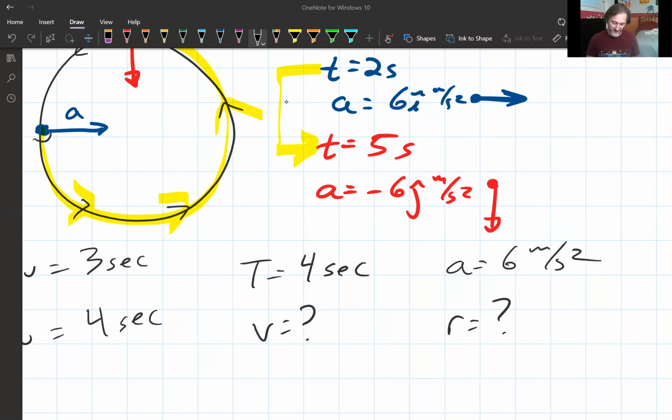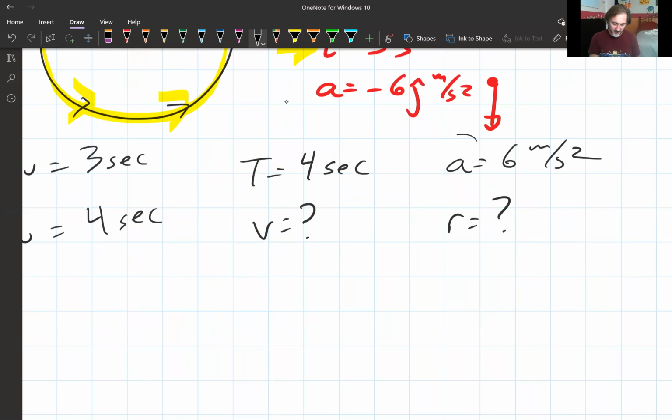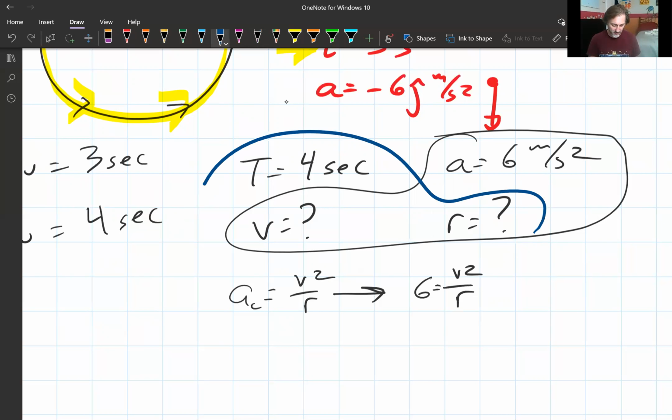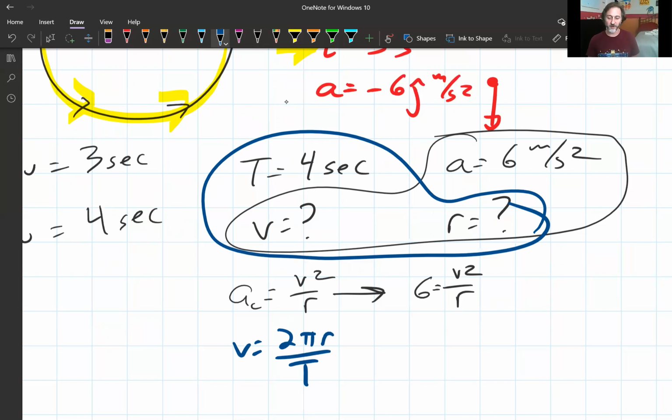So I know there's an equation that ties these together. a_c is v squared over r. So for us, that means 6 equals v squared over r. And then I also know there's an equation that ties these together, because we're in uniform circular motion. That means I can just divide the circumference by the time it took, because the speed is constant. So v is 2 pi r over 4, which becomes pi r over 2.